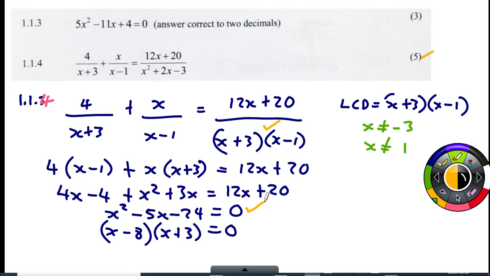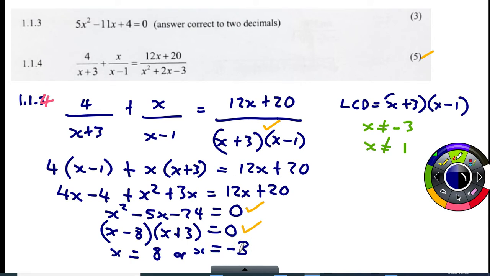Then the factors. If you decide that you don't want to factorize from your standard form, you can use the quadratic formula. If you don't want to factorize, you get a mark for substitution into the correct formula, which is the quadratic formula. So 3 marks so far. Then the last 2 marks is for x equal to 8 or x equal to minus 3.